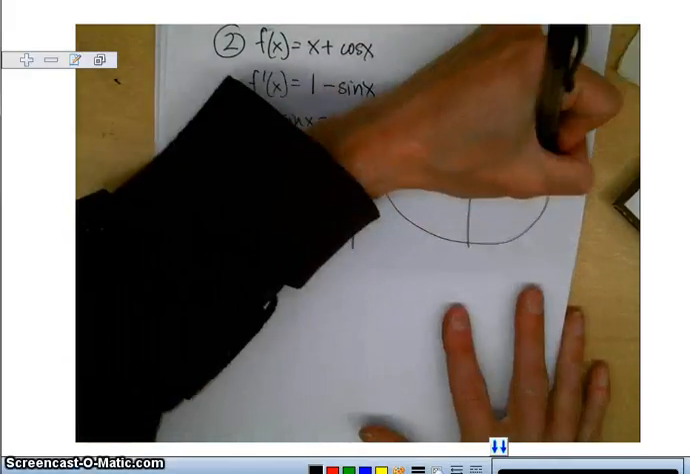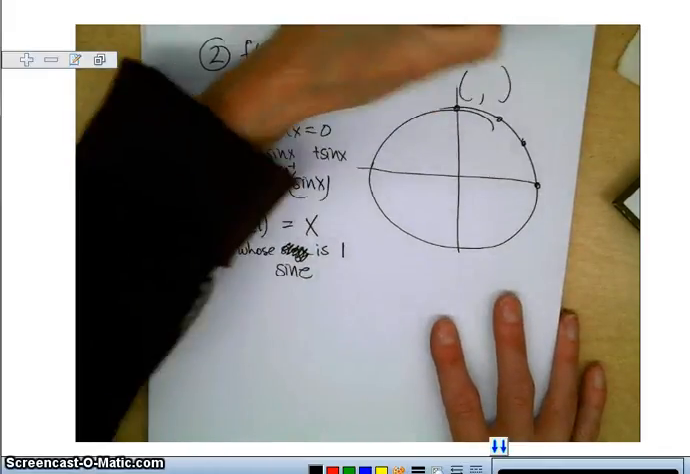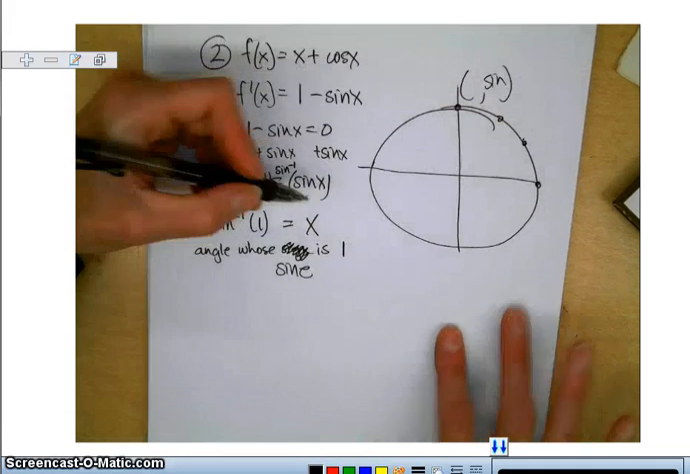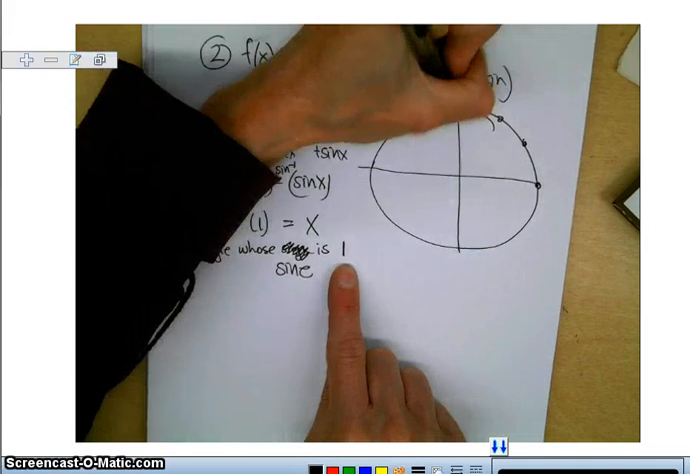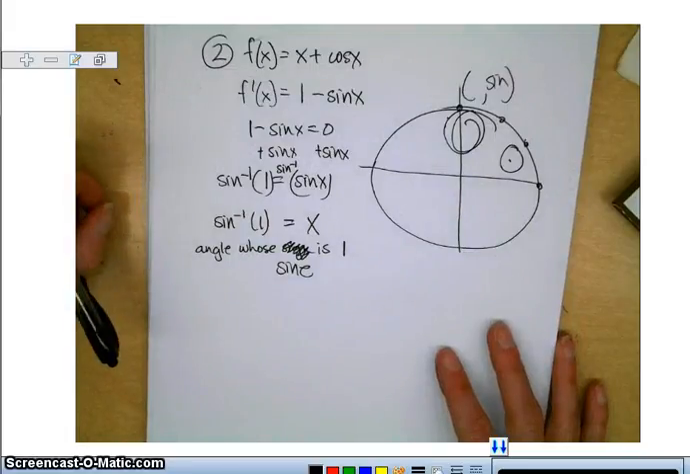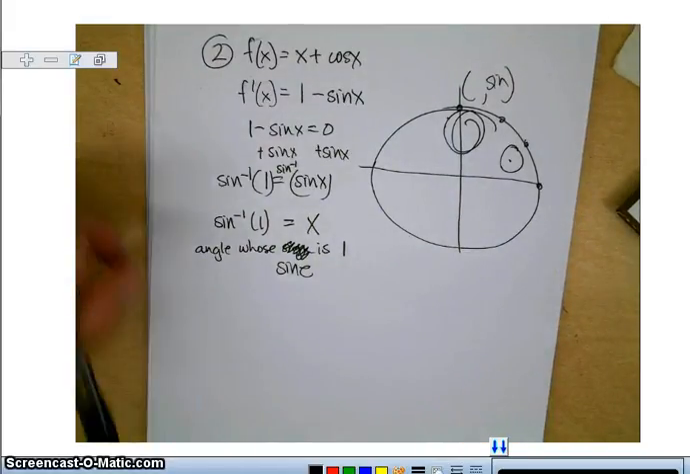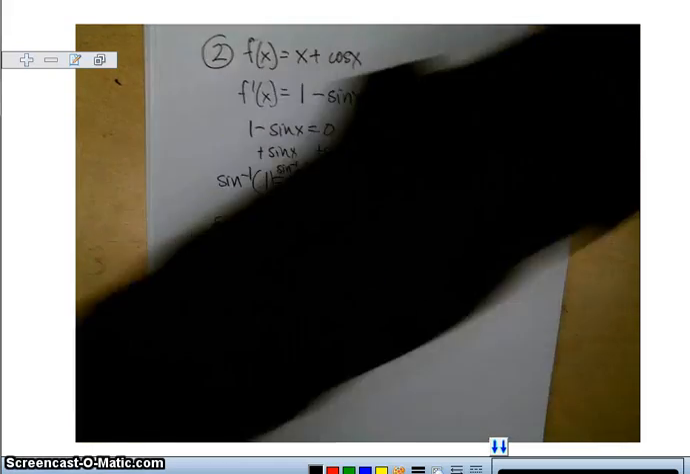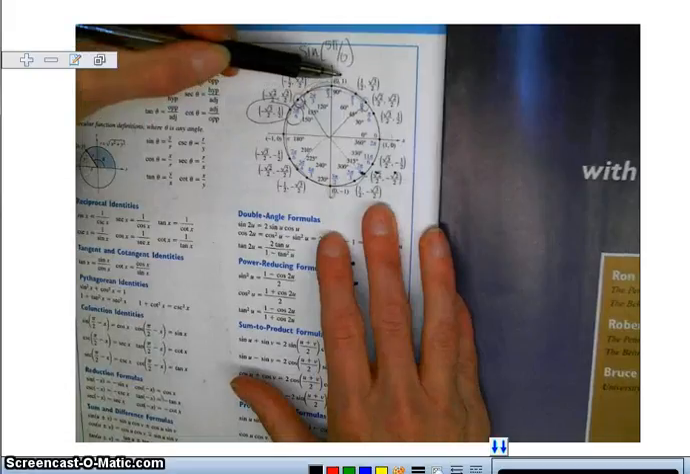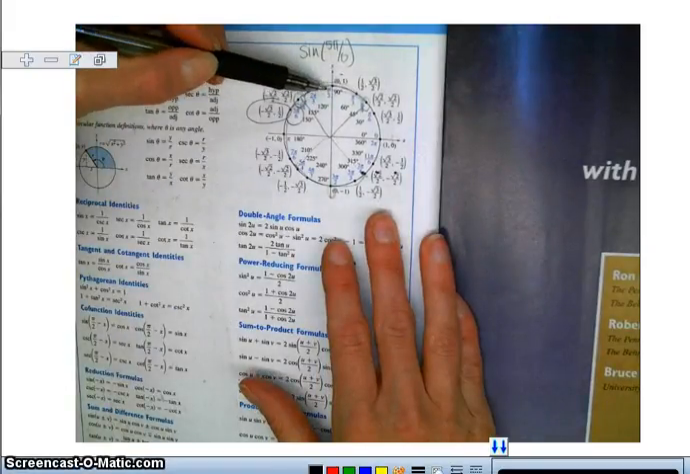So go on your unit circle, you've got all these ordered pairs, right? Which value is the sine? X or Y? Y. So you're going to look where the Y value is positive 1, and find the angle that goes with it. So go to your unit circle. Here's your unit circle. Look at the Y values. I see there's 1. Isn't that 1 in the Y value? What is the angle?